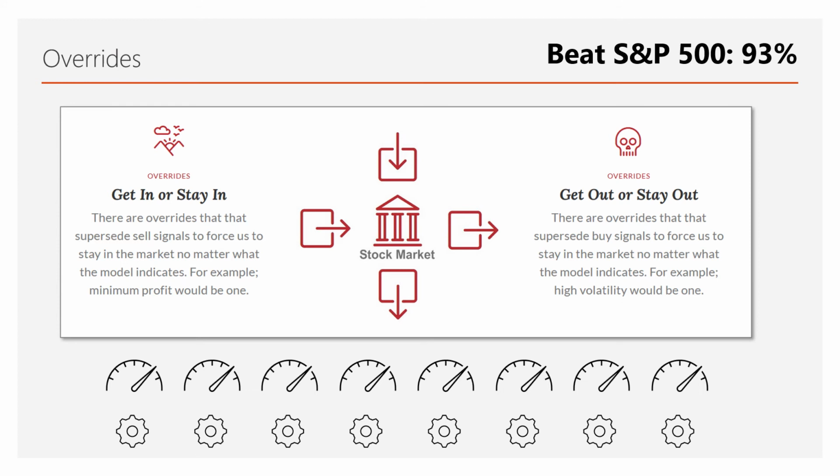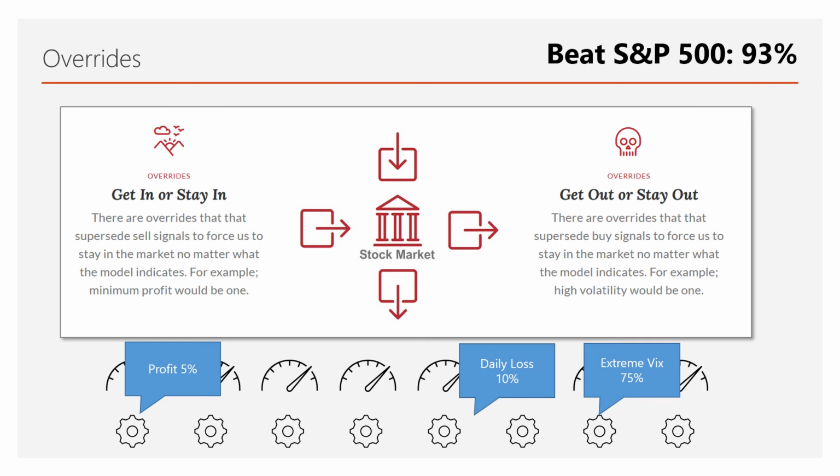On the other side, of course, we have indicators or overrides that tell us to get out if we're in the market. If we're already out, then it says stay out. So get out or stay out. So these are actually very important and have greatly improved the performance of our model. Now, what are some examples of these overrides? Well, take for example that every transaction has to have a profit of 5%. Okay, that seems reasonable, right?